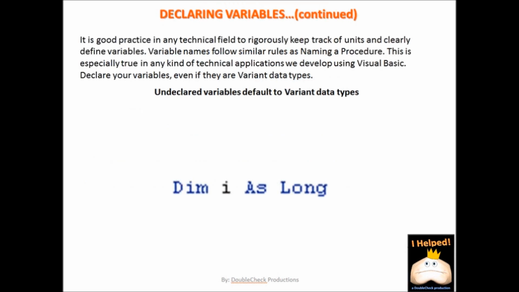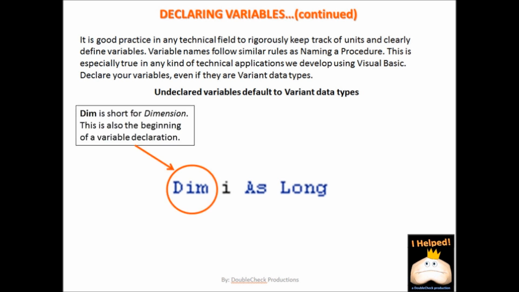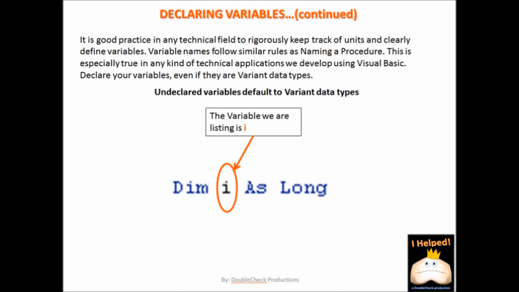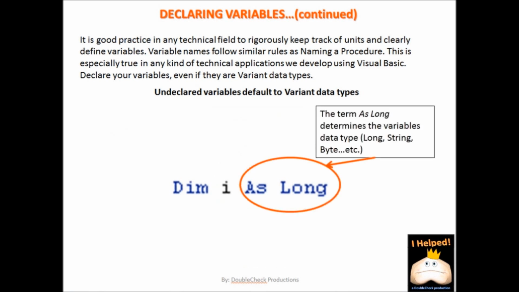So what we're looking at here is a typical declaration of a variable. This will define how much data and what type of data the variable will have stored within it. The first part we see is the Dim statement. Dim is short for dimension. Think of this as establishing a space to store a specific type of information. The next part we have is the I, which is the actual variable we are defining. The last part of the declaration is the data type. In this case, we have As Long listed, which means our variable type is going to be a long integer type. There are other data types which we'll get to in a bit.